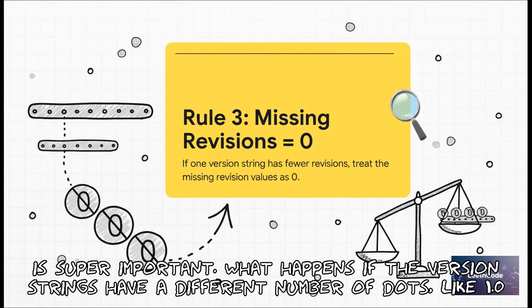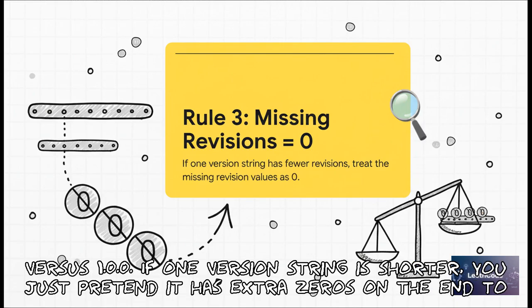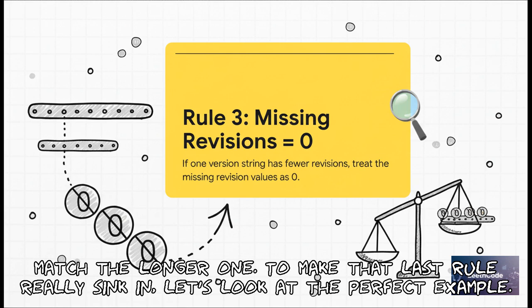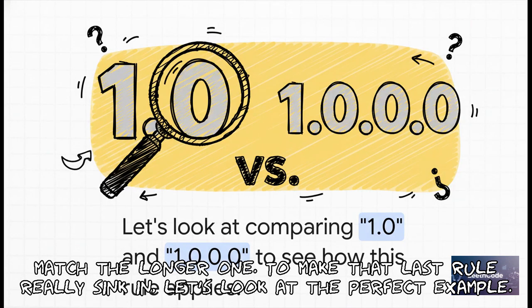And the third rule is super important. What happens if the version strings have a different number of dots, like 1.0 versus 1.0.0? If one version string is shorter, you just pretend it has extra zeros on the end to match the longer one. To make that last rule really sink in, let's look at the perfect example.